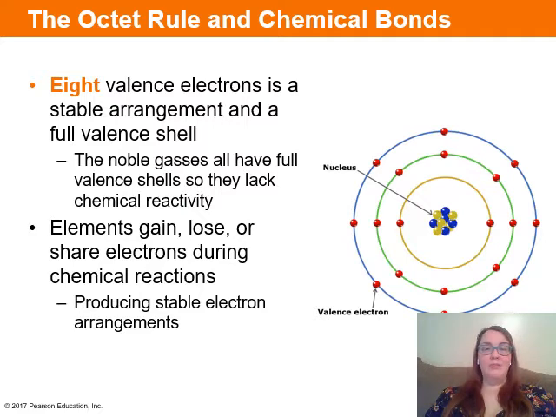So, for example, if an atom had 7 electrons in its outermost shell, it might gain 1 to make it completely full. Or if we have an outer shell with only 1 electron, it would take a lot of energy to gain 7 electrons. So it's just a little bit easier for that element to lose or get rid of that single electron in that outermost shell. So we see that elements are constantly gaining, losing, or sharing their electrons, trying to reach that perfect number of 8 electrons in the outermost shell.